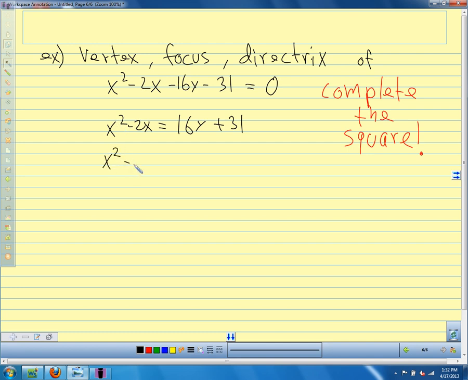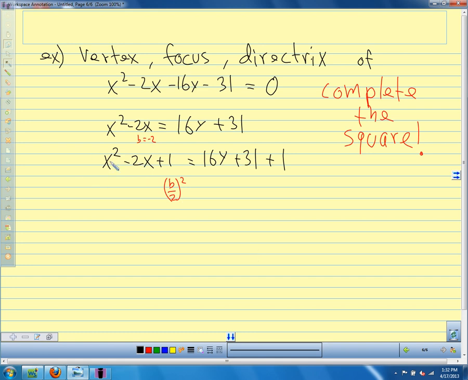X squared minus 2x. B here is -2. So B equals -2. We add b over 2 squared to both sides. -2 over 2 is -1. -1 squared is 1. So I'm going to add 1. This is b over 2 squared, equals 16y plus 31. I added 1 here. I need to add 1 there so that my equation stays the same.